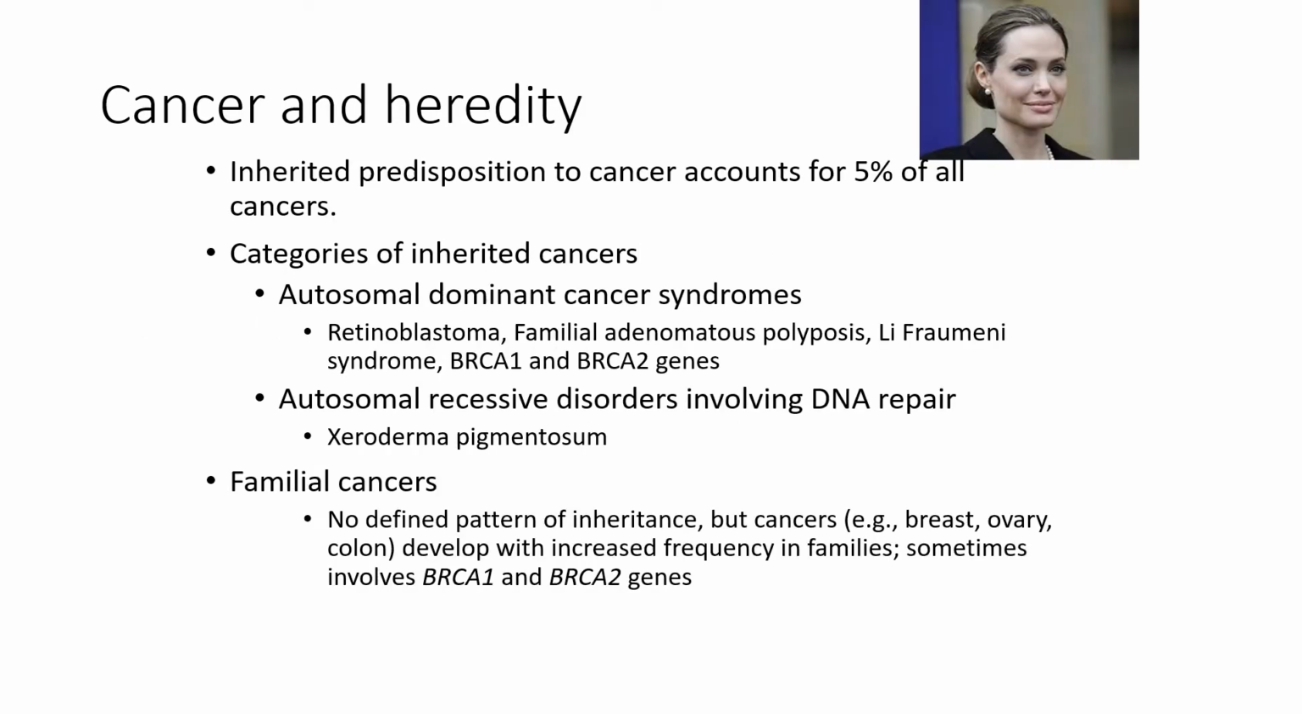There are some cancers that are inherited among family members, and this accounts for 5% of all cancers. The categories of inherited cancers are autosomal dominant cancer syndromes and autosomal recessive disorders involving DNA repair. Examples of autosomal dominant cancer syndromes are retinoblastoma, familial adenomatous polyposis, Li-Fraumeni syndrome, and the BRCA1 and BRCA2 genes. The autosomal recessive disorders involving DNA repair include xeroderma pigmentosum. There are familial cancers with no defined pattern of inheritance, but the cancers develop with increased frequency in families, and this sometimes involves the BRCA1 and BRCA2 genes.